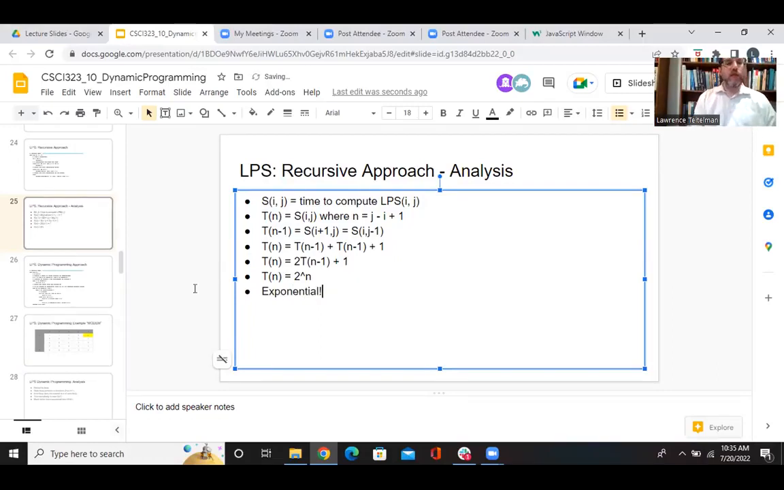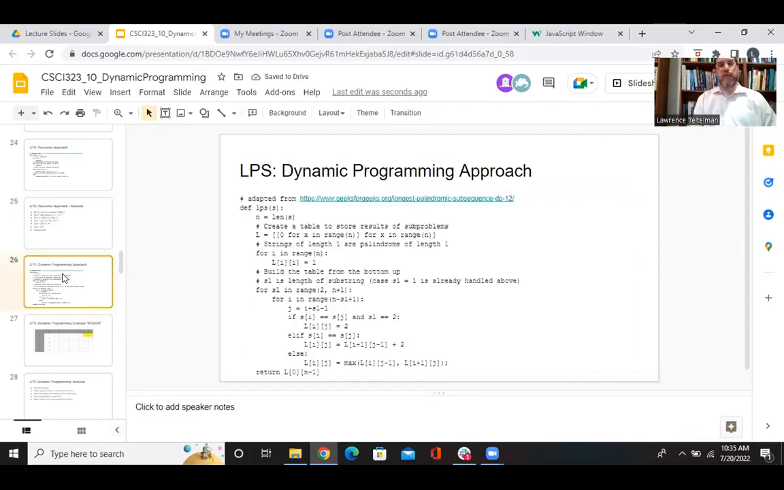Okay, so here's our dynamic programming approach. Same idea, but we're basically flipping it around. We're saying, let's start with the smaller cases first and work our way up. So we build a table. Here's our table. It's basically going to store the longest palindromic subsequence from point i to point j, starting with the smallest cases.